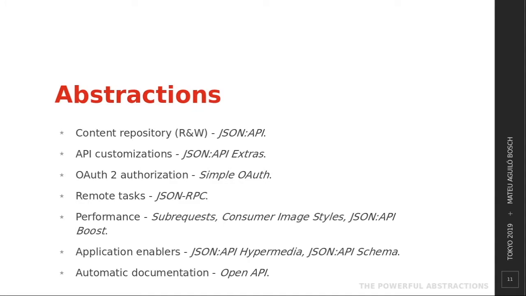And that is just things like clear caches remotely, or send the mailing list remotely. It's not related to content itself, but to manual tasks that you can program and trigger from your decoupled applications. It also comes with performance improvements like JSON API boost, like sub requests, and consumer image styles, which we talked about earlier in the question section of the presentation. It comes with these application enablers.